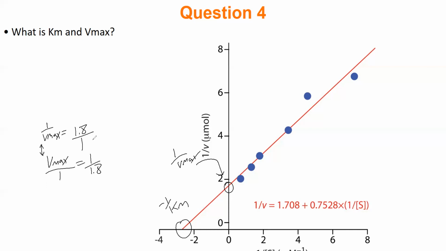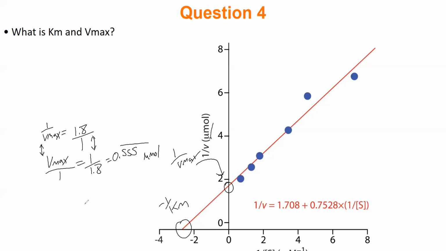So you see the tricky math I did there? Remember, in math, you can do anything you want as long as you do it to both sides of the equation. So I just flipped the numerator and denominator on both sides of the equation. And when you get that, Vmax is equal to 0.555 repeating. And our units, micromolar.